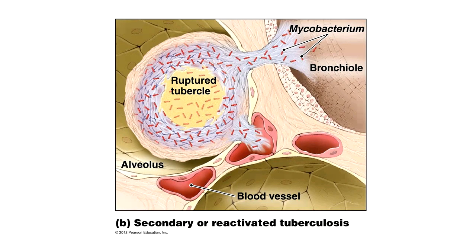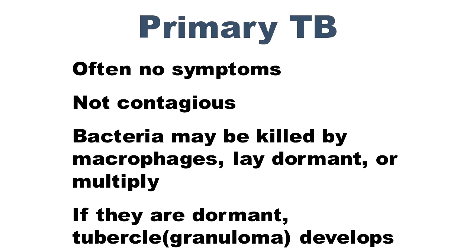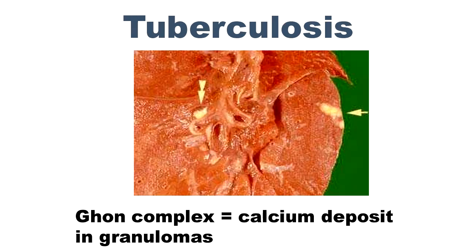So here's what's happening in secondary reactivated TB, usually as a result of a weakened immune system: the tubercles are rupturing, bacteria are leaking out into other parts of the respiratory tract and into the blood capillaries underneath, and that can cause it to spread to other organs. Again, primary TB often has no symptoms and is not contagious, and even if the bacteria aren't killed inside the tubercles, they can remain dormant for years and years. A lot of times those tubercles over the years will start to deposit calcium within, and tubercles with calcium deposits are called Ghon complexes.